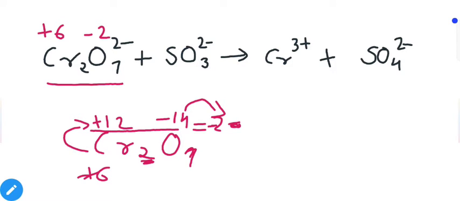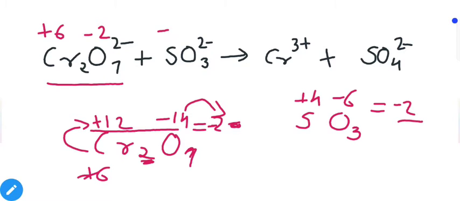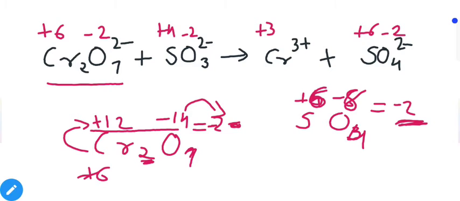For SO3 2-, again let's calculate it. Total is equal to -2, so oxygen will give us -6, so sulfur should be in +4 oxidation state, then it will be total -2. So sulfur is in +4 oxidation state, oxygen will be in -2. Now the oxidation state of Cr on the product side is +3. Now in case of SO4, instead of 3 we have 4 oxygens, so it will give us -8, so sulfur should be in +6, then total will be -2. So sulfur here is in +6 oxidation state, oxygen will be in -2.